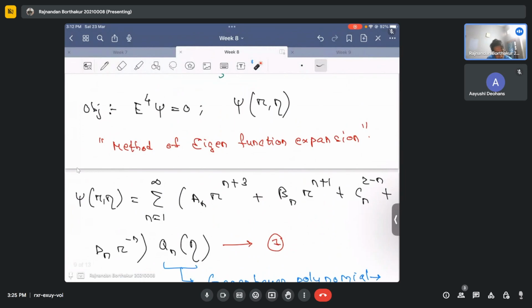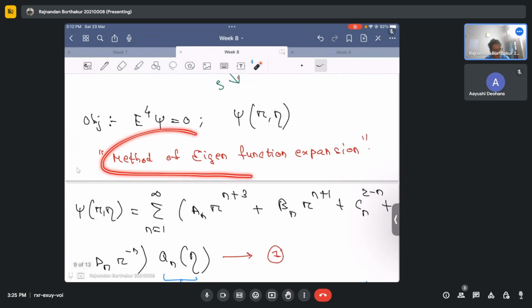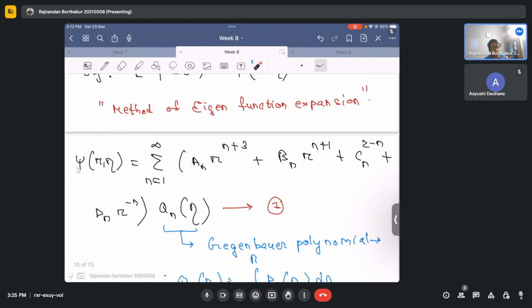Yeah, so the solution to this biharmonic form of E⁴ψ equal to 0 can be evaluated by using something known as the method of eigenfunction expansion. Although we did not explicitly show how this method is done, we said that the solution of ψ, as we also might have seen in the week 6 class, comes out in a series form, where the terms in brackets are functions of r and Q_n is the Gegenbauer polynomial.